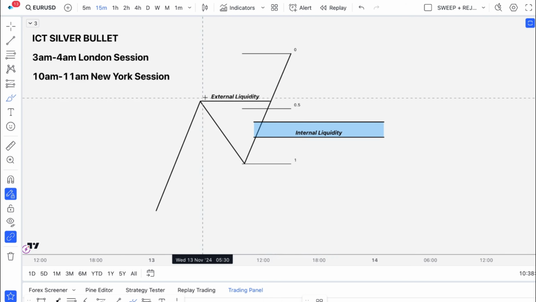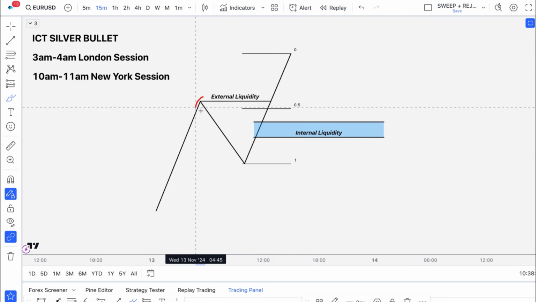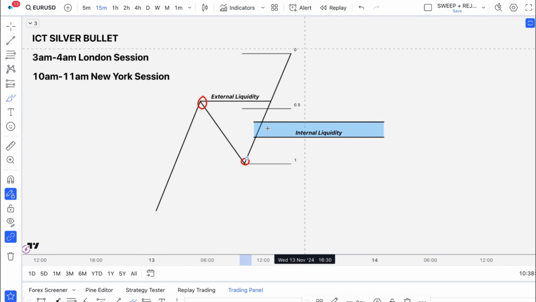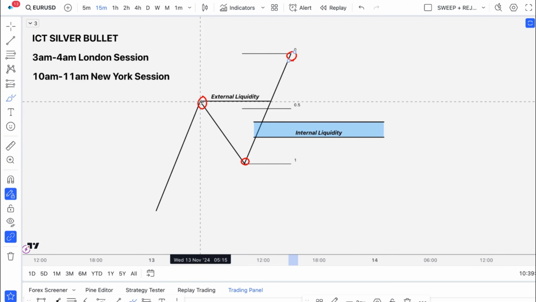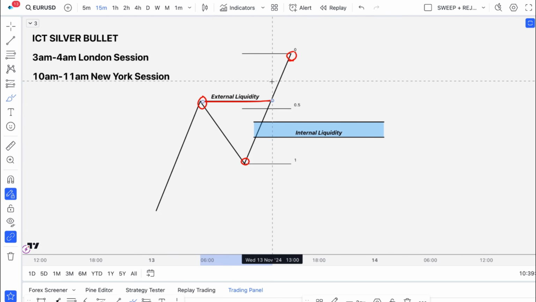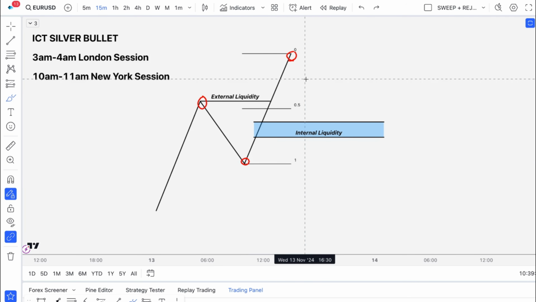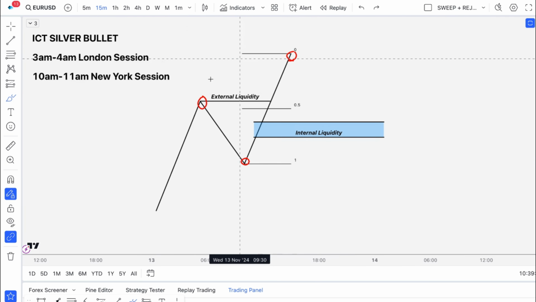Right here, we've got a significant high within the market. We then get a pullback, create this higher low, and then price impulsively breaks through and makes a higher high. What this is essentially doing is running this external range liquidity that is resting above this significant high. And so what we need to incorporate is a liquidity-based concept like this one.